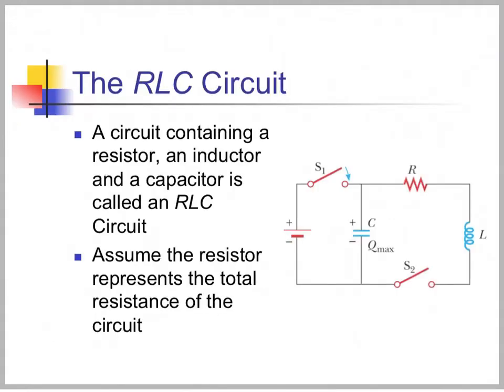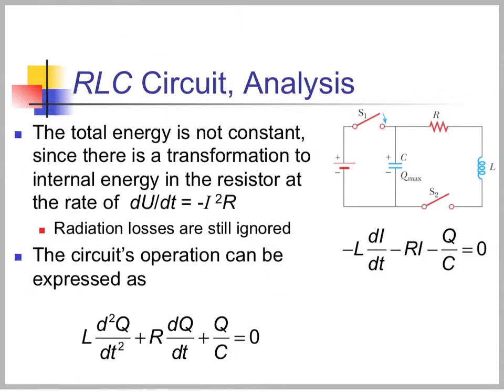So now what happens if we don't ignore all resistance and we just consider a circuit that has resistance in it? So if I have a circuit that contains a resistor, an inductor, and a capacitor, in this case in series, it's called an RLC circuit. And we're going to assume the resistor represents the total resistance of the entire circuit at this point. The total energy is not constant, since there is a transformation to internal energy in the resistor at a rate dU/dt equals minus I squared R. We're going to ignore radiation losses still.